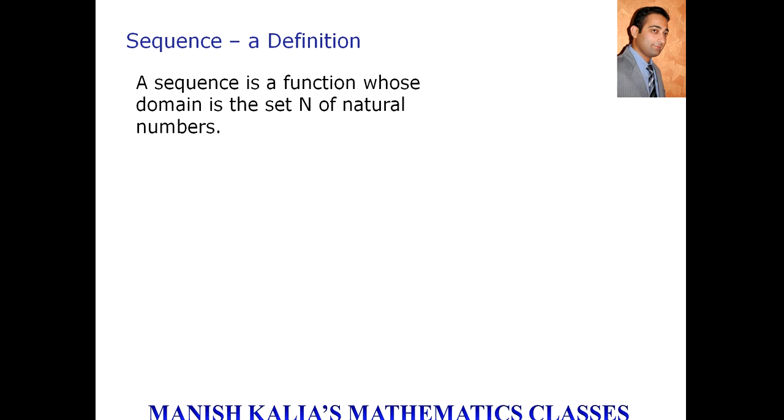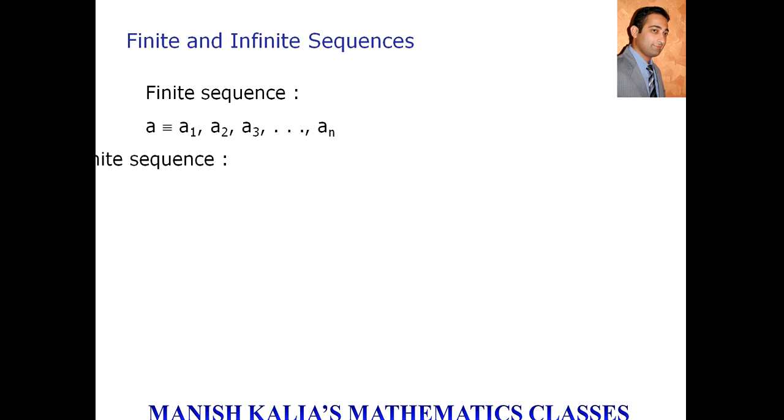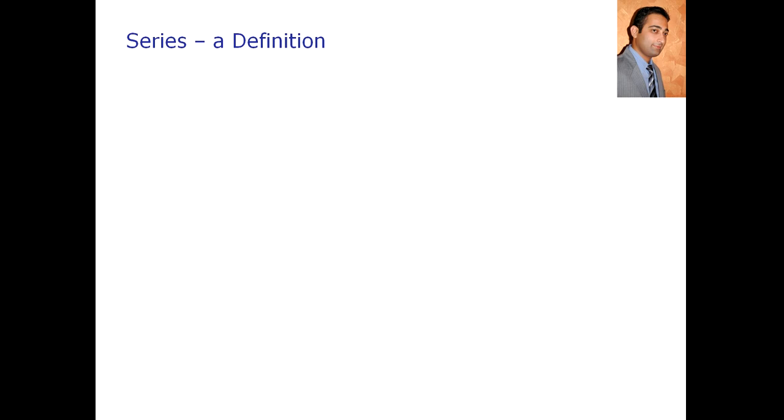A sequence is a pattern made of numbers like a1, a2, a3 up to an, whatever the numbers are. If they are making a certain pattern, they are said to be in a sequence. A finite sequence has finite numbers and an infinite sequence has infinite numbers.